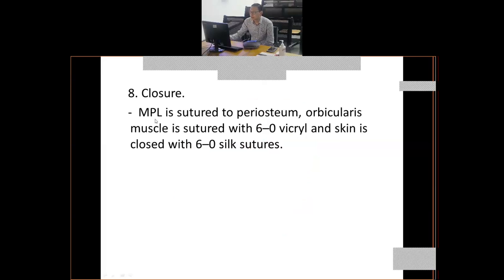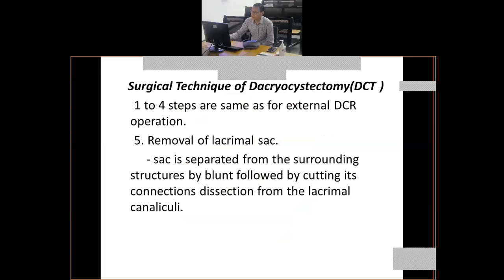Then closure. Medial palpebral ligament is sutured to the periosteum. Orbicularis oculi muscle is sutured with 6-0 vicryl, and the skin is closed with Mersilk 6-0. Then surgical technique of DCT. Steps 1 to 4 are same as the external DCR, that is up to exposure of the lacrimal sac. Then after exposing the lacrimal sac, next step is the removal of the lacrimal sac.